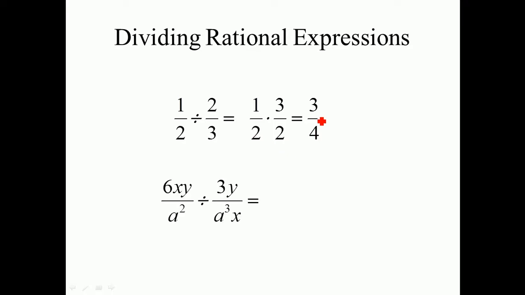The same rule applies if you're talking about algebraic rational expressions. Say here you're dividing 6xy over a squared by 3y over a cubed x. So it turns into a multiplication problem of 6xy over a squared times a cubed x over 3y. Now, if you just start canceling, you understand what you have left over from here should be 2ax squared over 1.